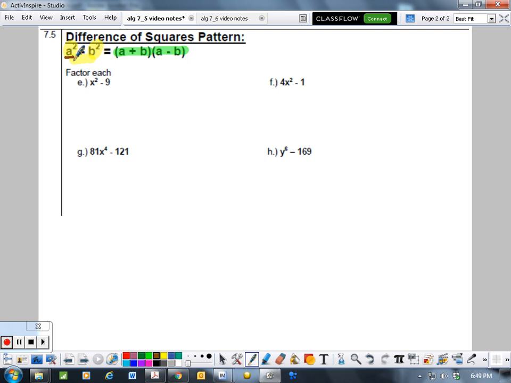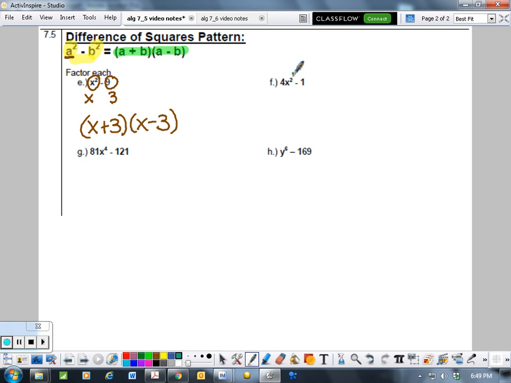So when I look at this, x squared is really x times x. 9 is really 3 times 3. So those are my roots. So this should factor into x plus 3 and x minus 3. So I use those same roots. One has a plus, one has a minus. And they are conjugates because when we multiply them out, that middle term purposely falls away.